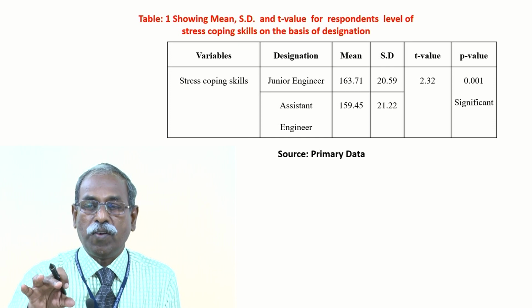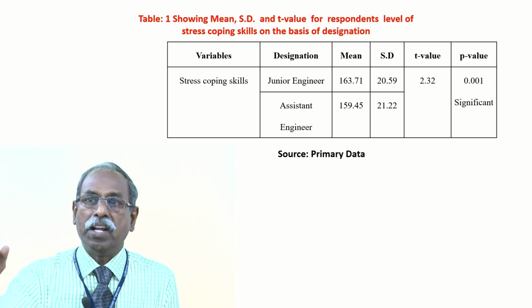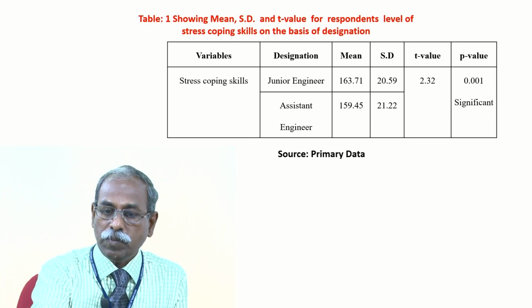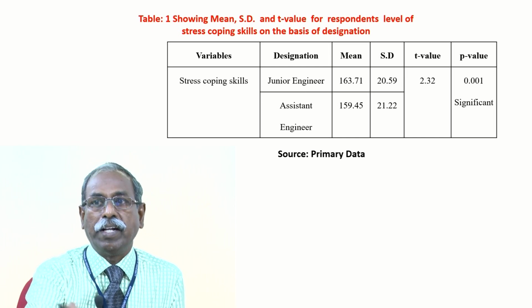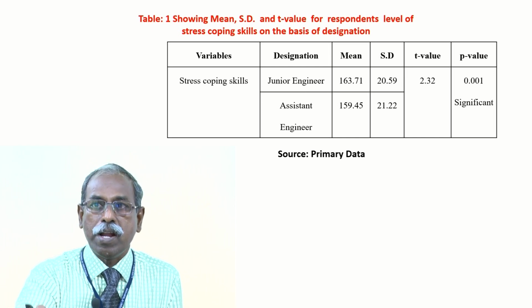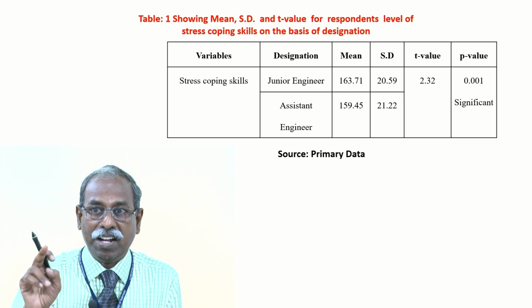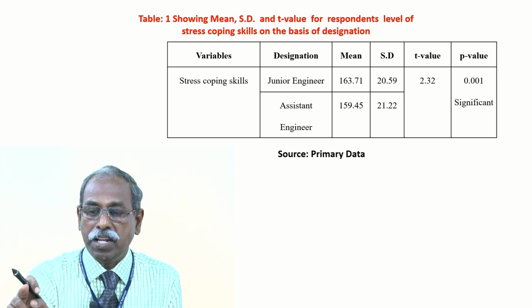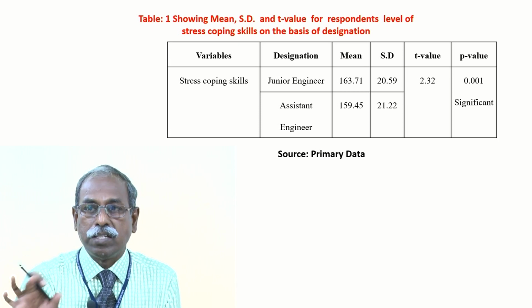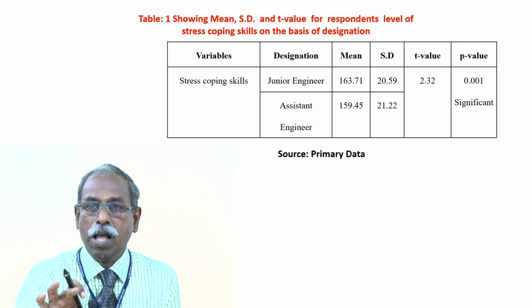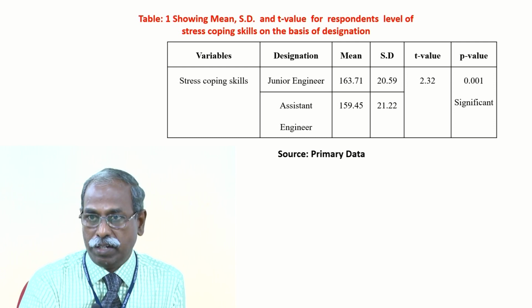Primary data is nothing but fresh data; you should go and collect it. Secondary data is already available data. Here you should give the title: Table 1 showing mean, SD (standard deviation, capital letters), and t value for respondents' level of stress coping skill on the basis of designation.